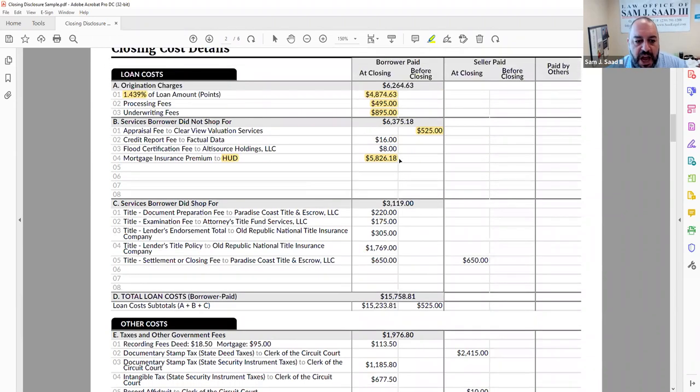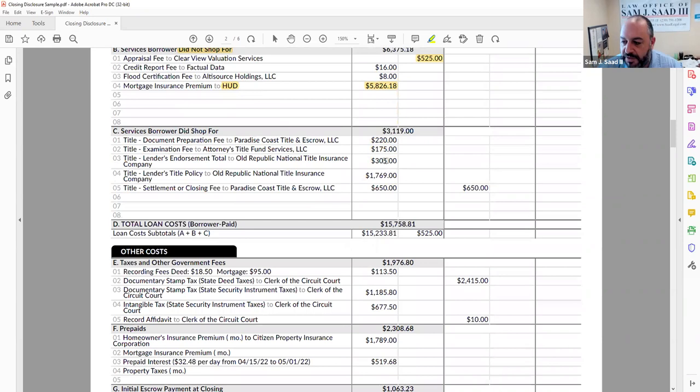Okay, so we get the services that the borrower did not shop for. That's what the lender just imposes on the borrower. Then we've got the services that the borrower can shop for, and this is the title. So in my case, Paradise Coast Title is doing the closing. We have a doc prep fee for the lender.